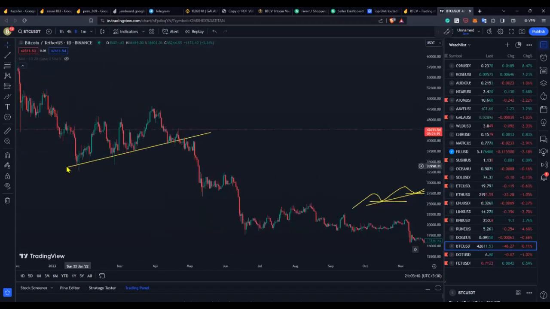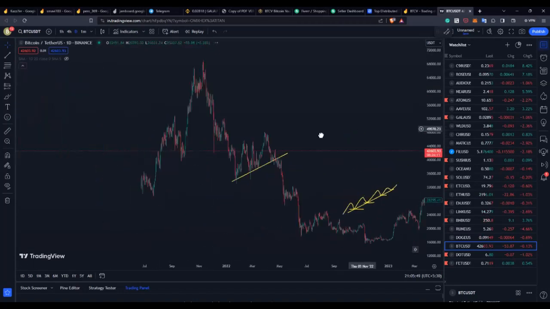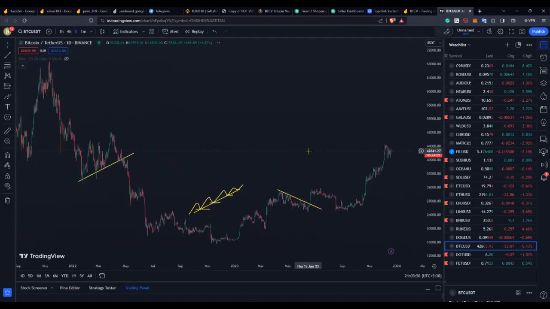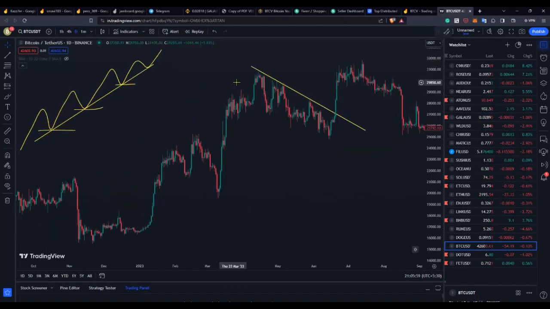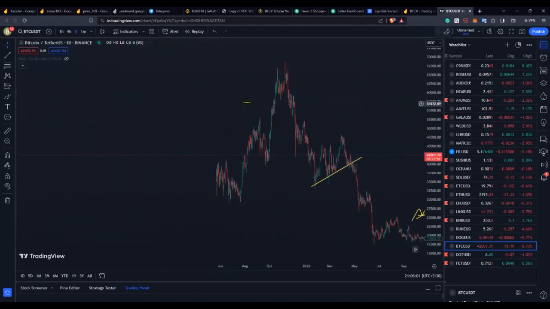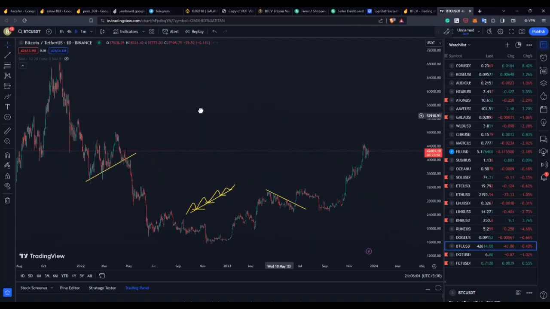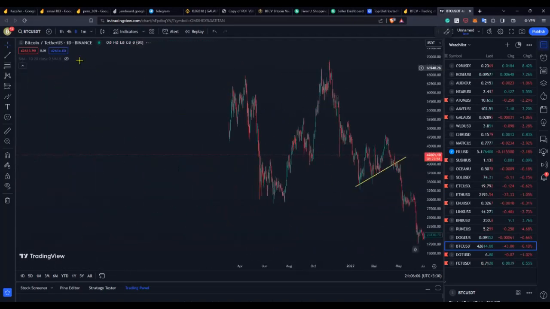So here a support trend line is broken. And once a support trend line is broken, because of that, the market went down. Okay. That's a support trend line. This one is a resistance trend line. And if the resistance trend line is broken, what happened next? The market moved up. Okay. Great. So that is support and resistance trend lines.